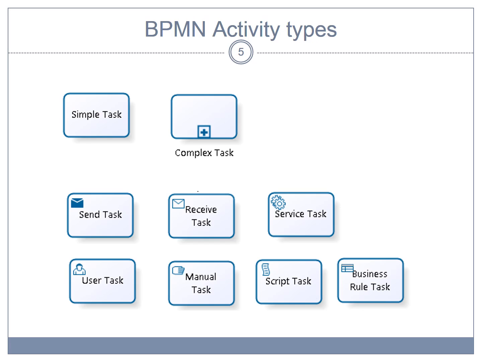A manual task is also performed by a human person, but it is entirely manual, so there is no application support for it. A script task is also an automated task, but in this case the script is executed by the business process engine and not by an application. And then finally we have the business rule task, where some rules are checked by a rule engine.